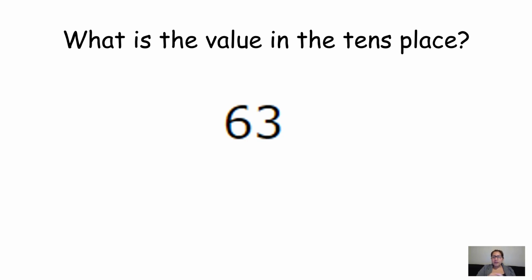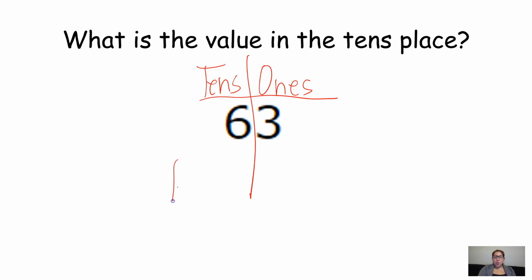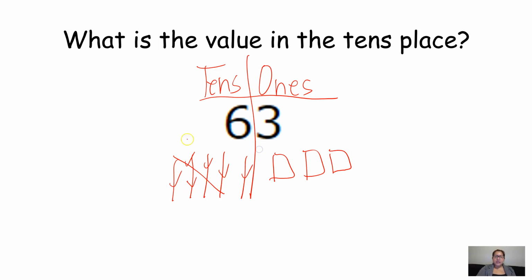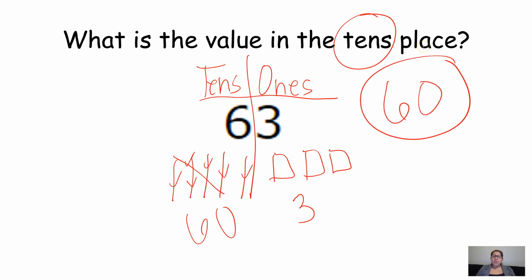What is the value in the tens place? Okay, again, T, that's for the tens. O, that's for the ones. Okay, let's do the tens place first. 1, 2, 3, 4, 5, 6. And then we have 3. Well, the ones in the tens place, we have to count by tens. 10, 20, 30, 40, 50, and 60. So we have 60 on this side, and we have 3 on this side. We're looking for the ones in the tens place, so the value would be 60.